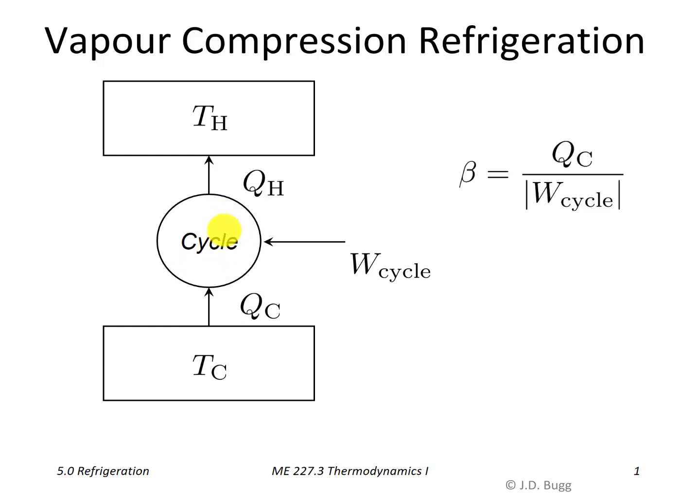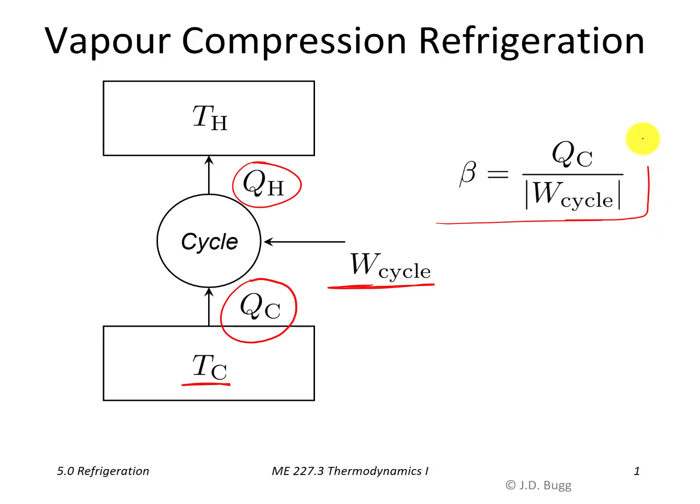This is the definition of the coefficient of performance for a refrigerator. So the thing that we want the refrigerator to do for us is extract this energy by heat transfer from a cool space. So that goes in the numerator, QC. The thing we need to pay for to make that happen is the work of the cycle. So the magnitude of that goes in the denominator. So that's the coefficient of performance for a refrigerator. For a heat pump, there's a similar expression, but the numerator is QH.